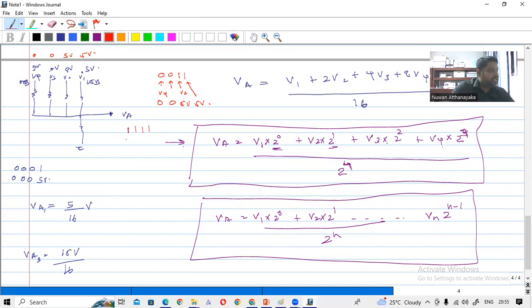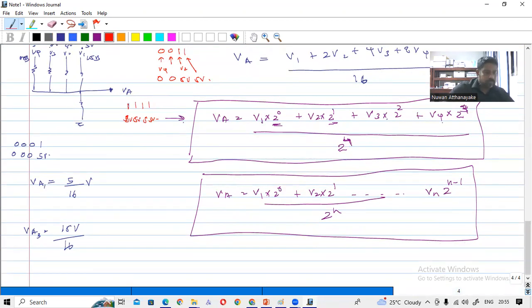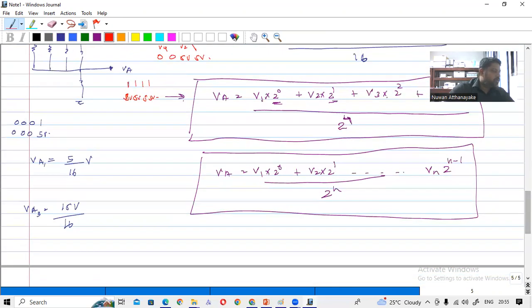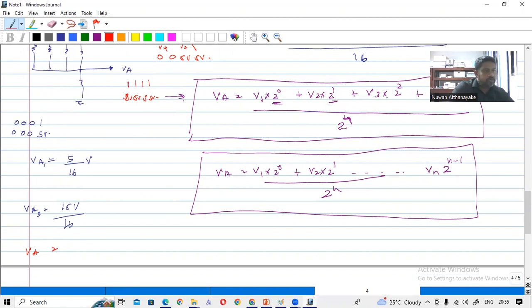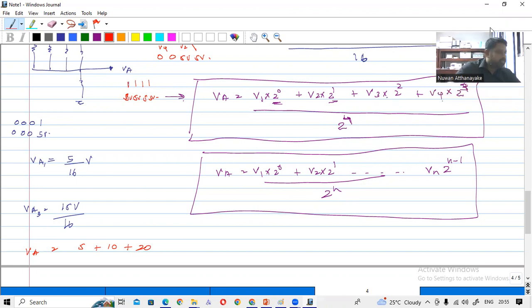Let's say that 1, 1, 1, 1. That means all have 5 volt. All these pins should have 5 volt, 5 volt, 5 volt, 5 volt like this. Okay. So your analog output will be, so here 5 volt, here 5 volt into 2, that means 10 volt, here 5 volt into 4, that means 20 volt, and 5 into 8, that means 40. And it should be divided by 16. Okay. And what is the value? 75 by 16. Okay. So this will be your maximum voltage actually.